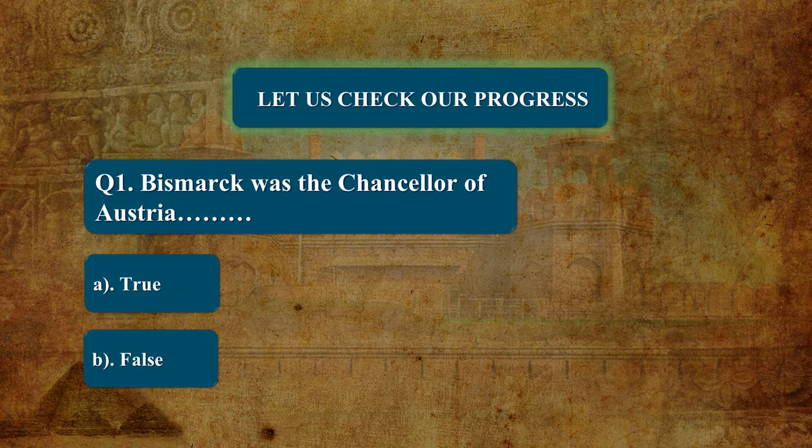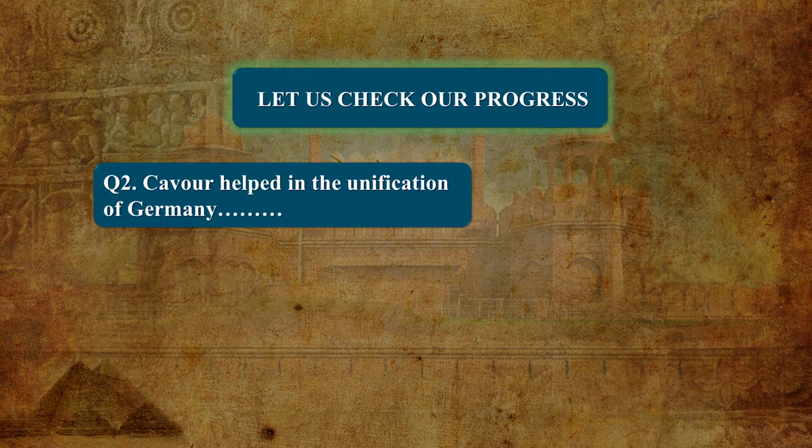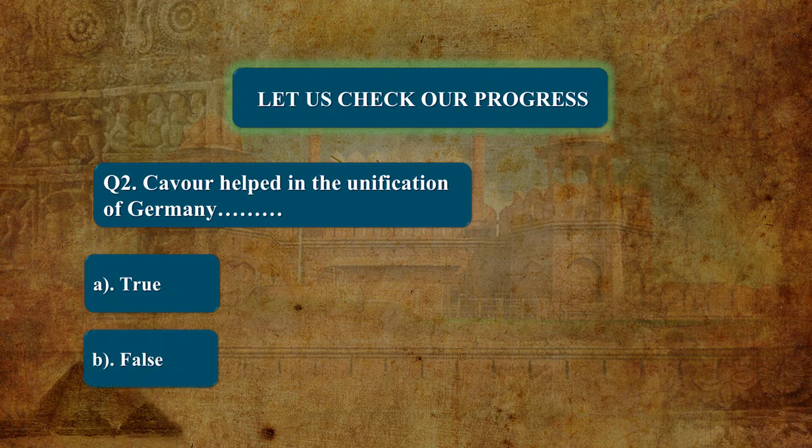Remember, Bismarck was the Chancellor of Austria. I hope you have got the answer by now. Then another great leader was Cavour. So, question number 2 is: Cavour helped in the unification of Germany. Again, you have to think about whether it is true or false.